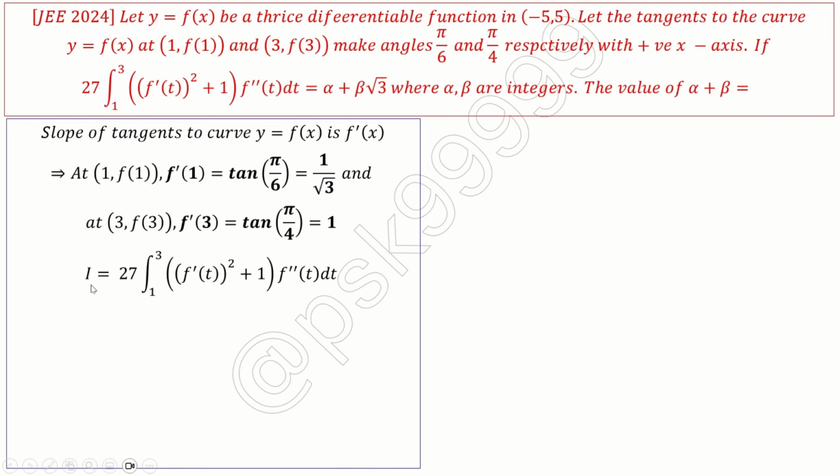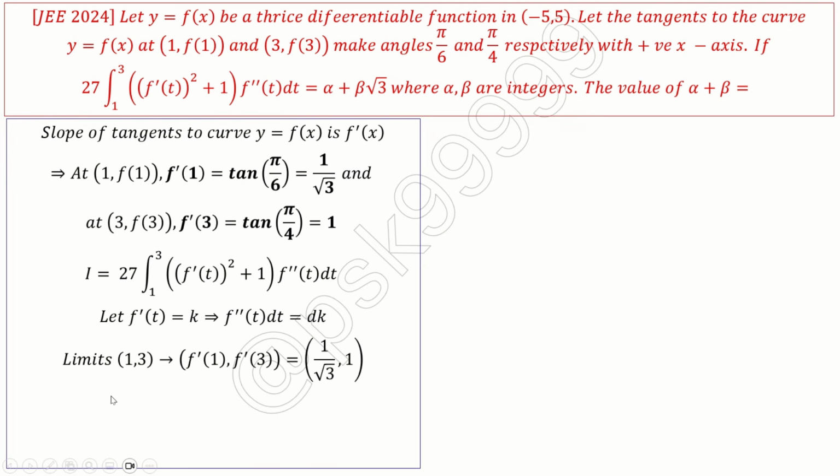Okay, so I of 27 times integration from 1 to 3 f dash of t whole square plus 1 times f double dash t dt is nothing but, here I take f dash t as k, so f double dash t dt is dk, so this part is dk, right? My integration limits will change from 1 to 3 will become, I have to substitute 1 here, correct? For 1 it is f dash of 1, for 3 it is f dash of 3, right? This is 1 by square root of 3 comma 1.